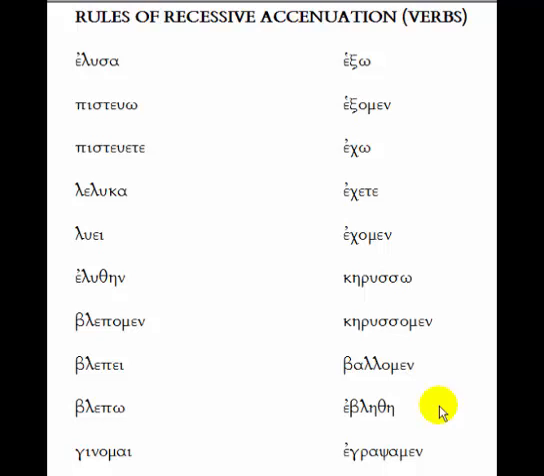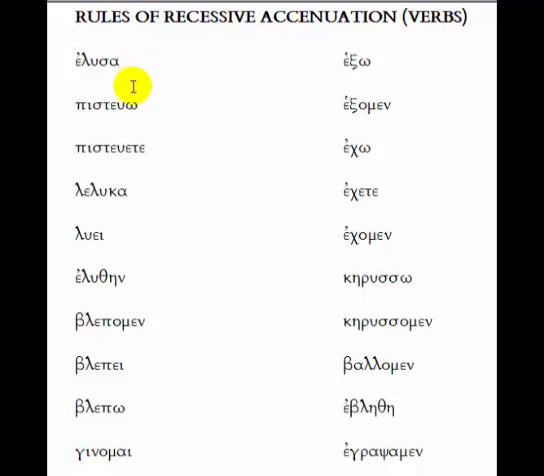All right, welcome back. In this session, we're going to take a look at rules for accentuation of verbs. Now, here you see I have verbs here in parentheses up at the top, and that's because these rules only apply to verbs. You're going to have a different set of rules for nouns, and that's called the rules of persistent accentuation, which we're going to look at next.